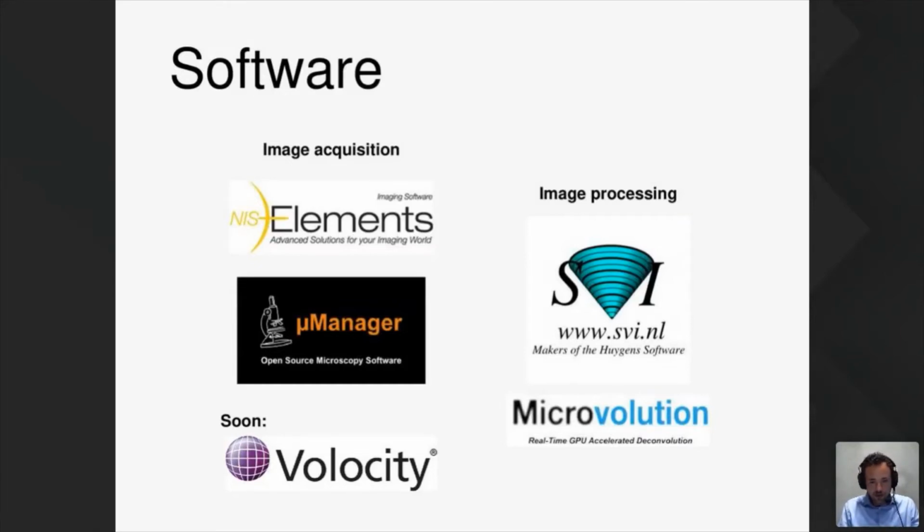Then image processing, I've mentioned several times SVI Huygens, so we have a dedicated RCM plugin for that. And more recently, we also started a collaboration with Microvolution. Microvolution is on-the-fly deconvolution, which can take place in Micromanager, but also in Velocity. So they have integration in multiple software platforms. And coming Thursday, we also have a webinar on this. So many webinars coming up.